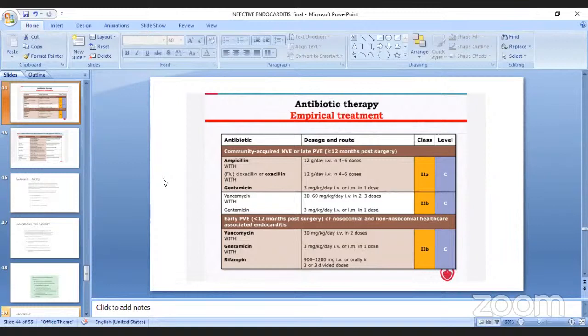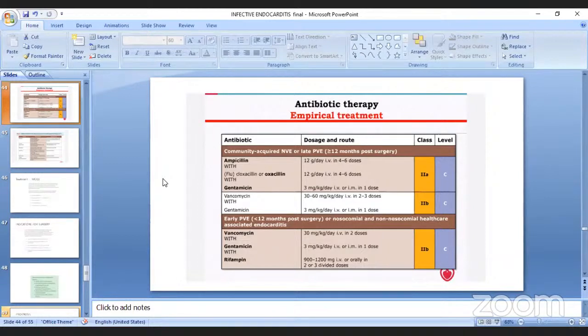But if it is an early PVE, that is within 12 months of surgery, where you're still suspecting that it can be a Staphylococcus infection or a nosocomial and non-nosocomial healthcare associated endocarditis, then you have to give vancomycin, gentamicin with rifampicin. You have to give vancomycin, gentamicin with rifampicin. This is the meaning of empirical antibiotic therapy.